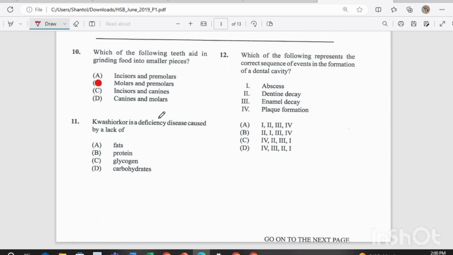Question 11. Kwashiorkor is a deficiency disease caused by a lack of, is it A. fats, B. protein, C. glycogen, or D. carbohydrates? The answer is B, protein.